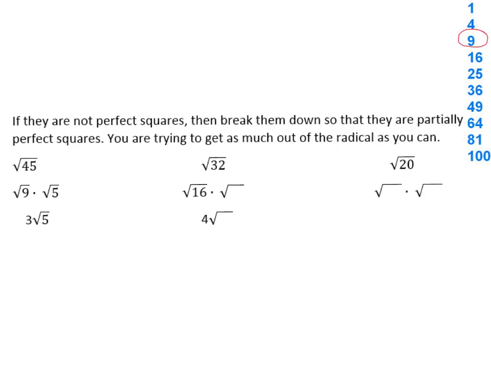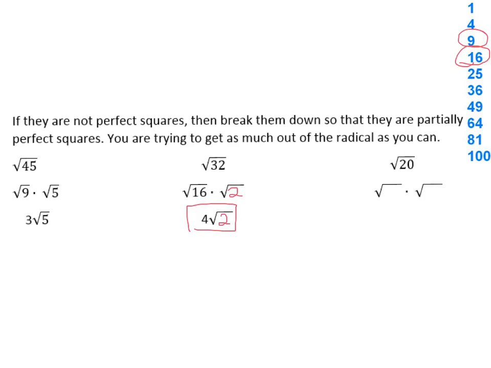Okay, let's try again. The square root of 32. 32 is not a perfect square, but it can be broken down to the product of the square root of 16 and the square root of 2. The reason we choose 16 is because 16 is a perfect square from our list, and it's going to come out nice as a 4. The square root of 2 stays in there, it's not going to come out nice. And so my answer then is just 4 square root of 2.